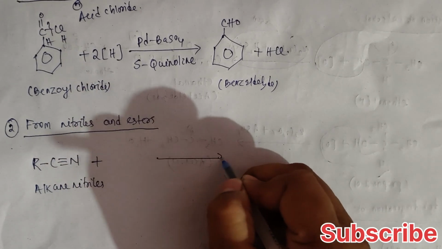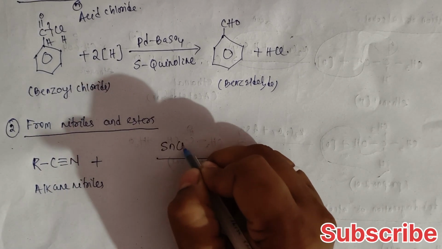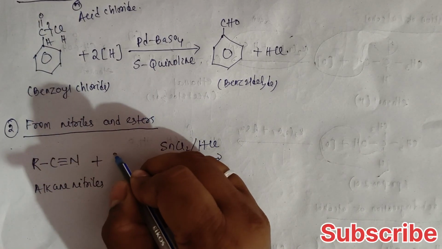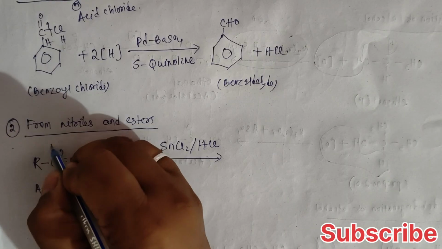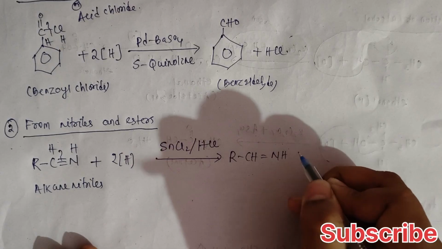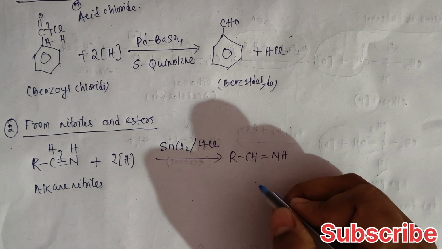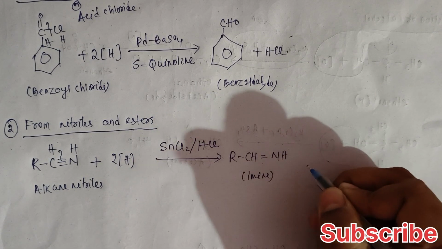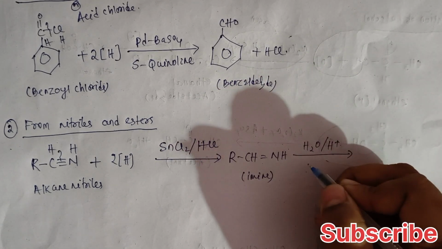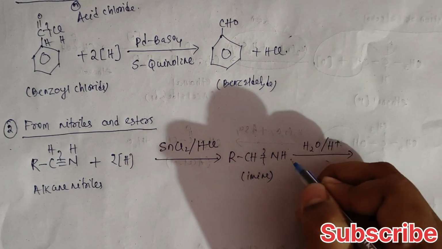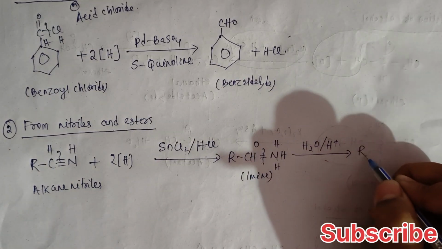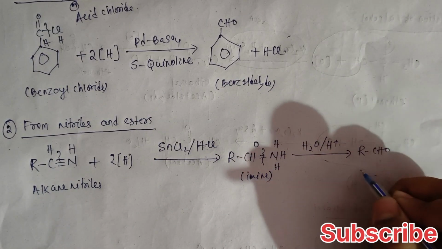How will this reduction take place? In the presence of a reducing agent, SnCl2 and HCl, 2H will be added, and the reduction gives RCH double bond NH, which is called an imine. This compound undergoes hydrolysis in acid medium. The bond will break, 2H atoms will come to this side and one O to the other side, and this forms RCHO, the aldehyde.